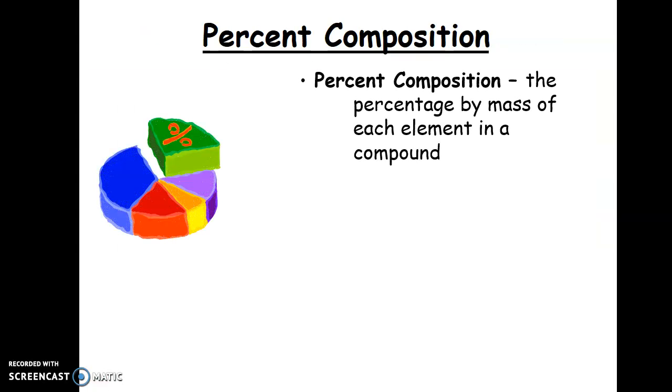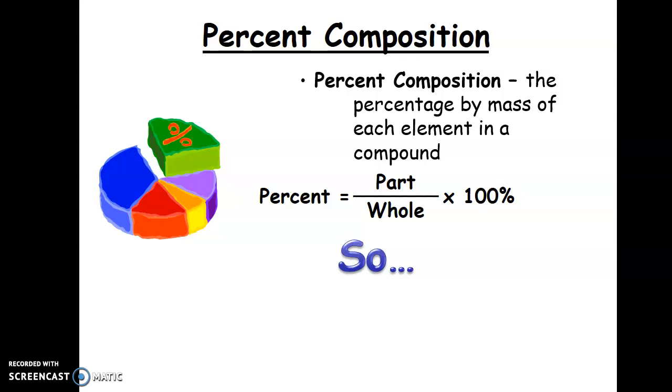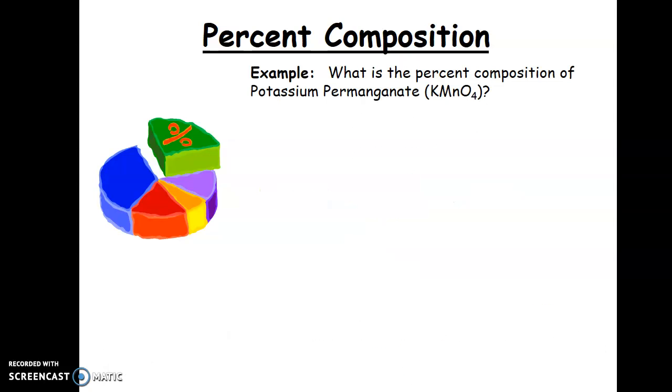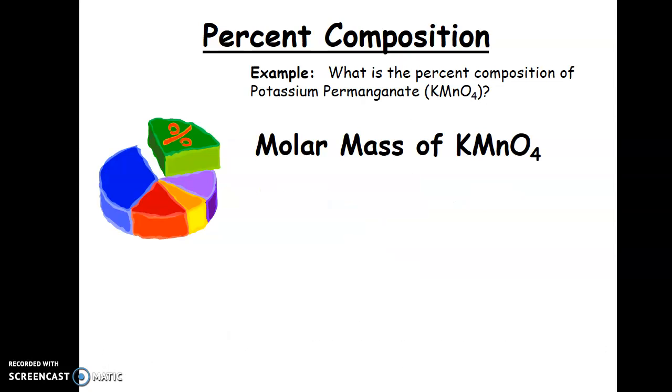So percent composition is the percentage by mass of elements in a compound, and the formula is parts over whole times 100. We have the mass of element in 1 mole divided by the mass of 1 mole, multiplied by 100 to get your percent composition of each one. So let's take a typical example of potassium permanganate, KMnO4.